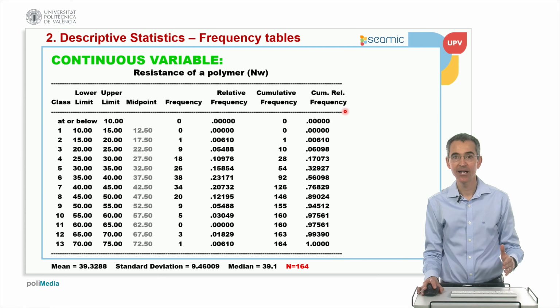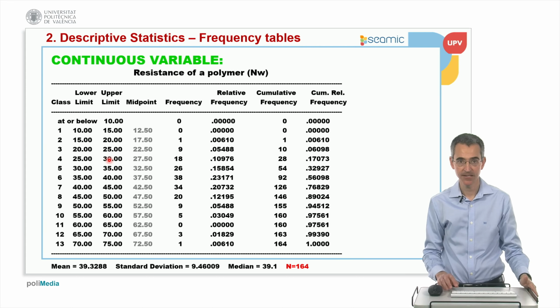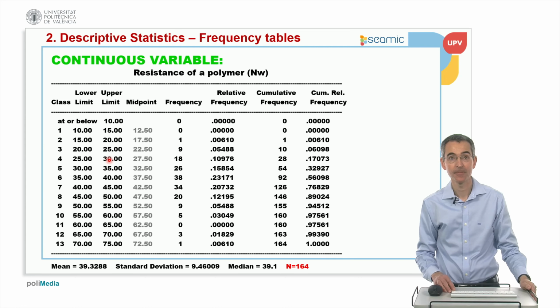And then finally, we have the cumulative relative frequency. So we take these values and we divide them by 164. So the last value of the cumulative relative frequency is always 1. What is the interpretation? For example, this value is 17%. I will say that 17% of the values are comprised between 25 and 30, or below this interval, which means that 17% are below 30. Okay, so this is the interpretation of the frequency table for a continuous variable.